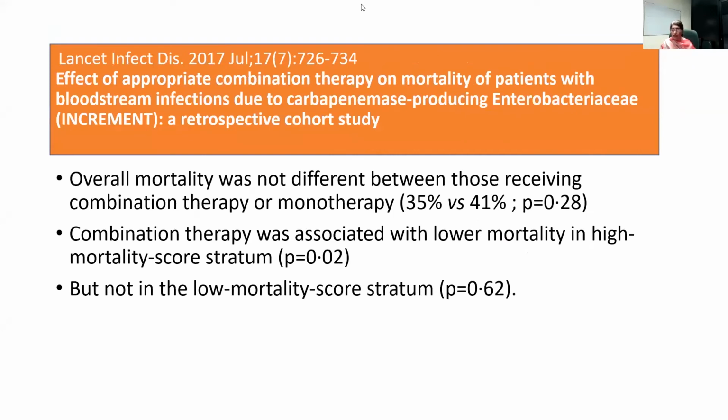This is a retrospective cohort study from Lancet about the effect of appropriate combination therapy on mortality of patients with bloodstream infections due to carbapenem-resistant organisms. Here they found that the overall mortality was not different between those who received combination therapy or monotherapy. However, when the patients who had a high mortality score were analyzed separately, it was found that they had a better outcome when given a combination therapy. But this effect was not seen in the patients with a low mortality score. So the general recommendation is that carbapenems should be used in combination with colistin.